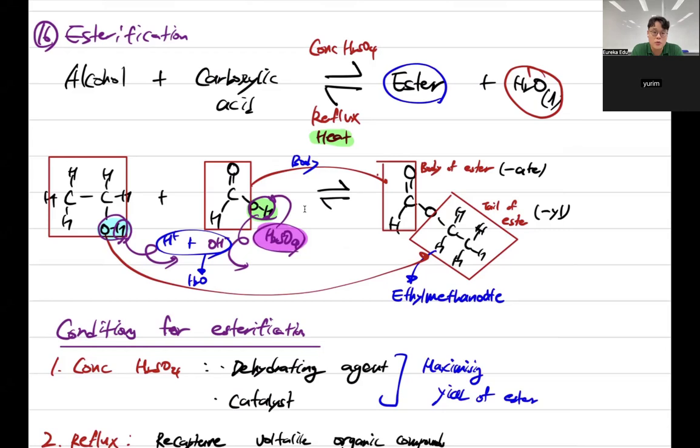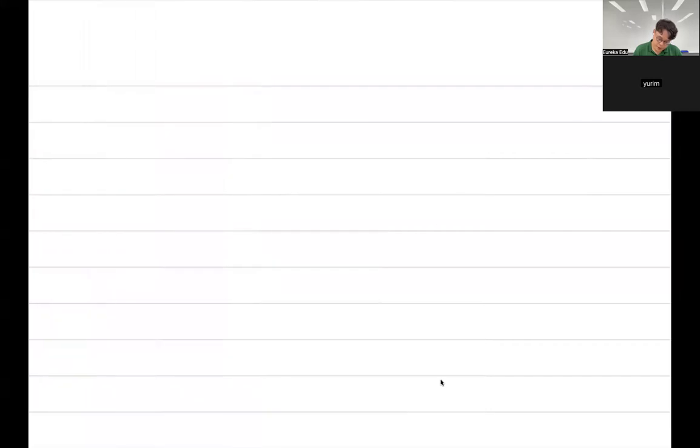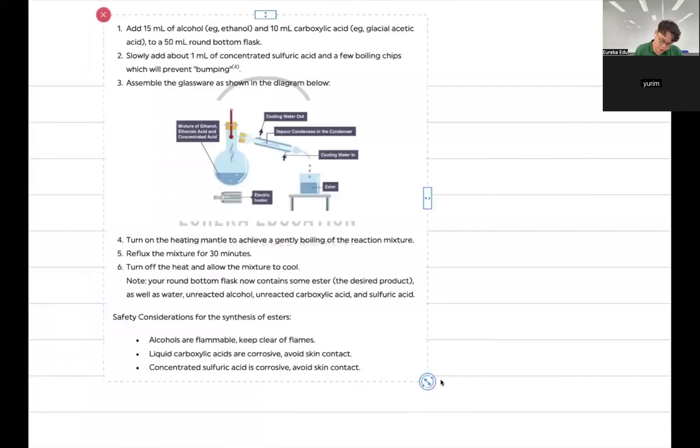So the synthesis method would look like this. I should share my sample method with the safety issues. And I'll share this PDF at the end of the class so you can use that for your reference notes.